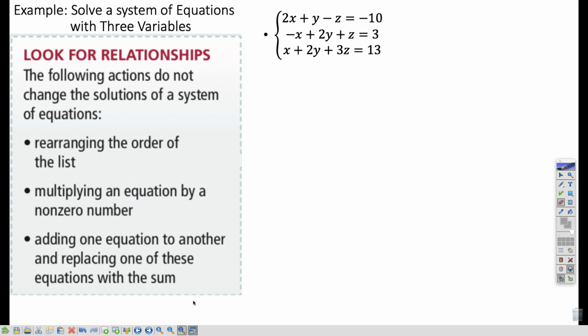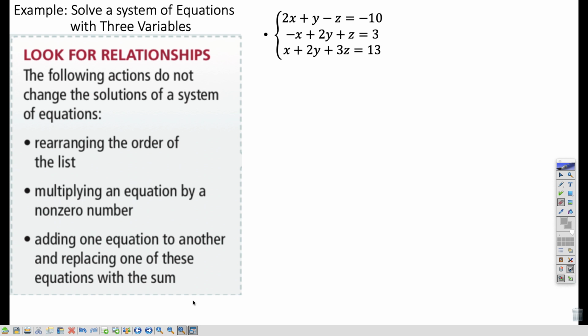So this method that we are going to do today is the most efficient when you have three or more equations. When you only have two equations, elimination or substitution is the most efficient way. You can use this method no matter what, but it's just not quite as efficient.